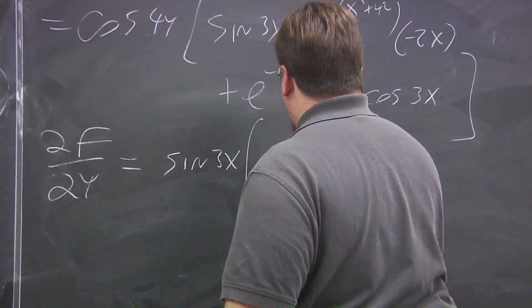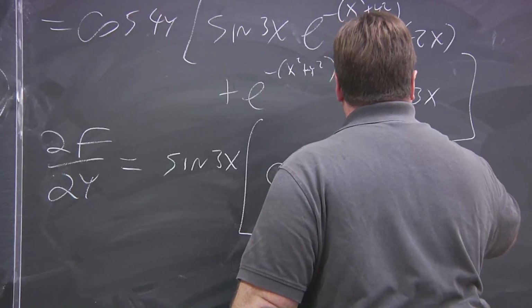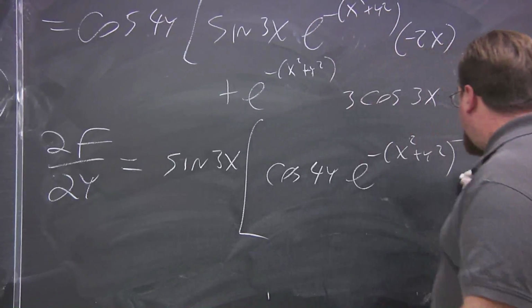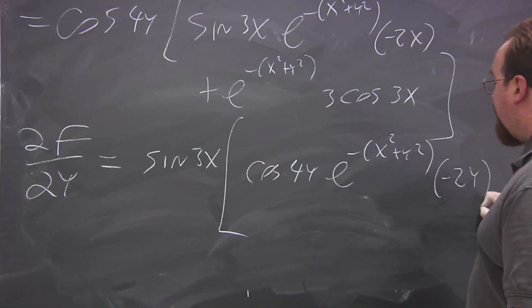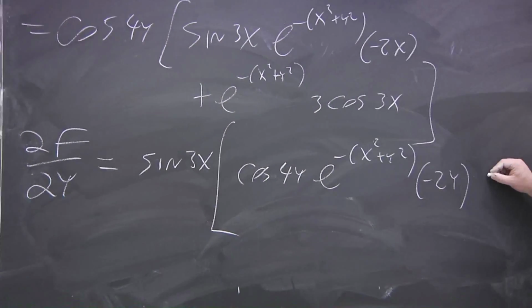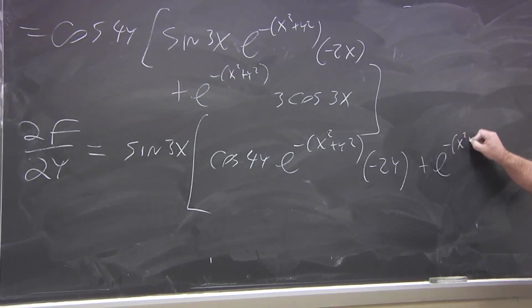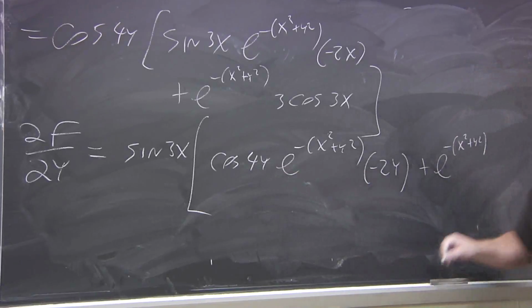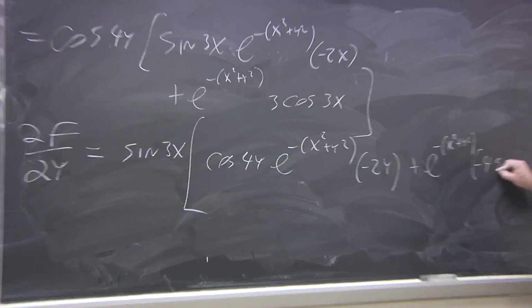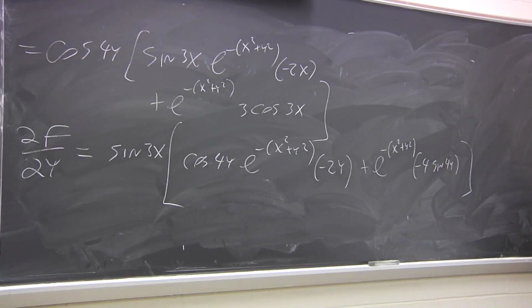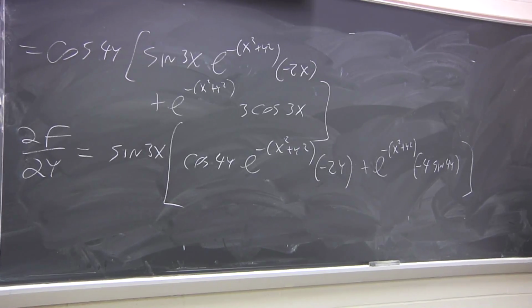So now you're going to have cosine 4y, then you're differentiating the exponential part, which is going to lead to a factor of minus 2y here. And then from the rest of the product rule, you're going to have the exponential part, and then you're going to differentiate cosine 4y, which gives you a minus 4 sine 4y. And that's df dy. It works out pretty similarly in this case anyway.